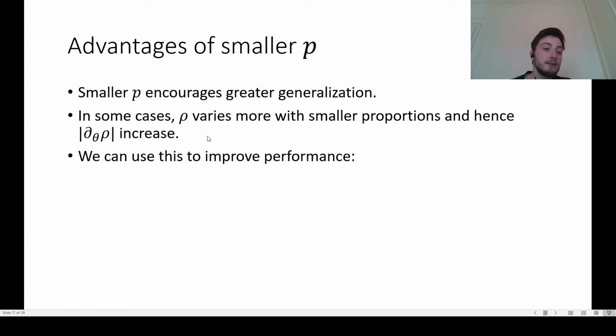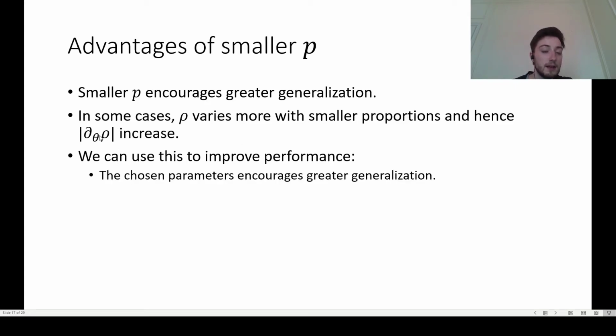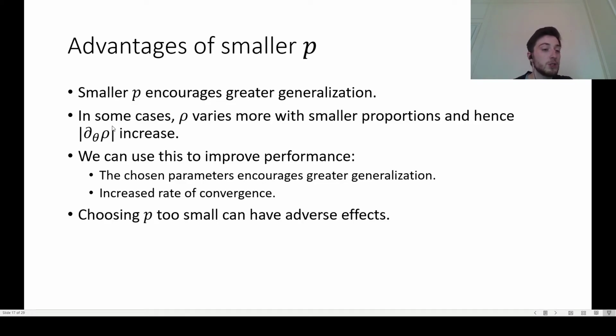And this can lead to improved performance by the following consequences. First, the chosen parameters will be chosen to encourage greater generalization. The second thing is that it can also increase the rate of convergence to the chosen parameters because the update is larger in each case.